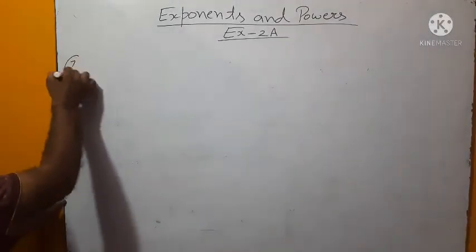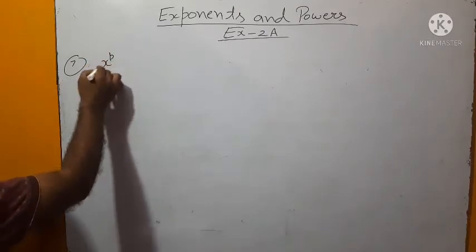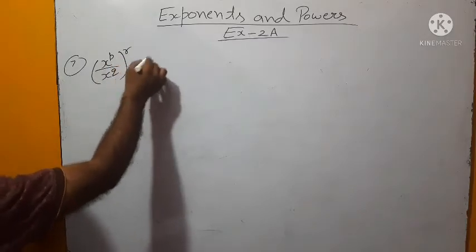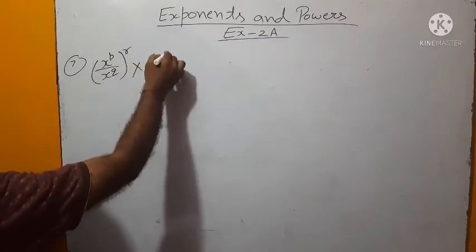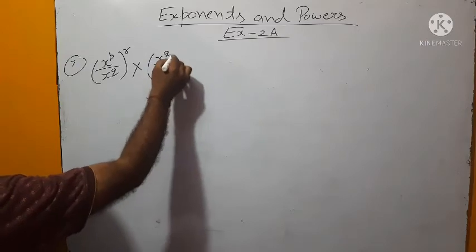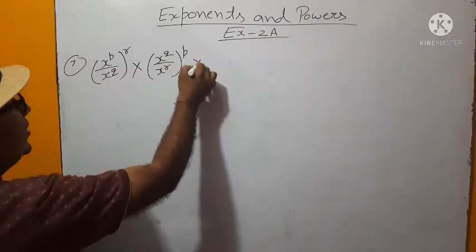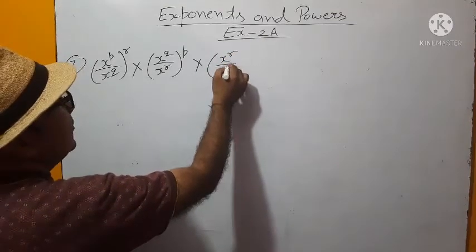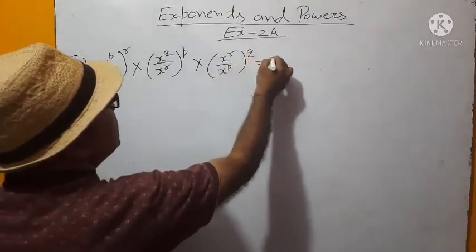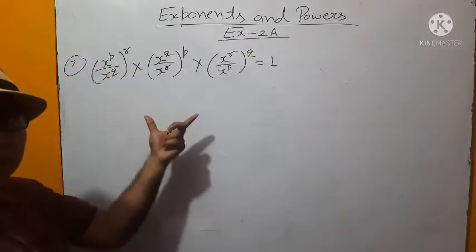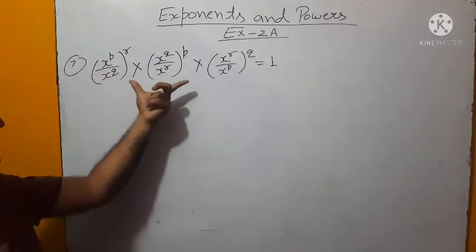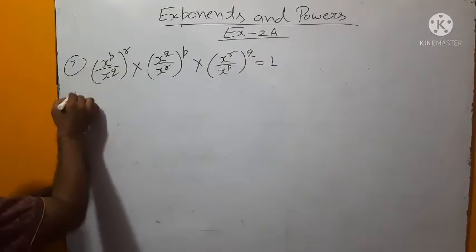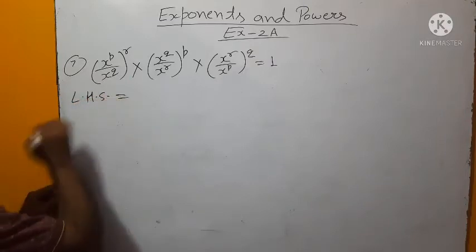Children, in the 7th question it is given that (x^p / x^q)^r multiplied by (x^q / x^r)^p multiplied by (x^r / x^p)^q is equal to 1. We have to show that this term is equal to 1. So how to solve it? See here. We will solve the left hand side.